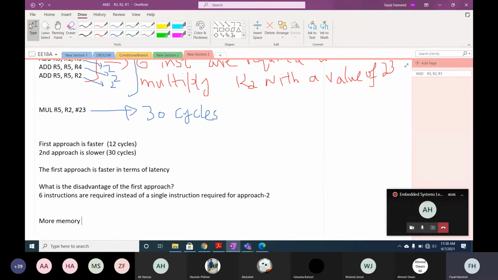Yes beta, any question? Is the audio coming through or not? Yes sir. So more memory will be required in the first approach or the second approach? First approach, sir.